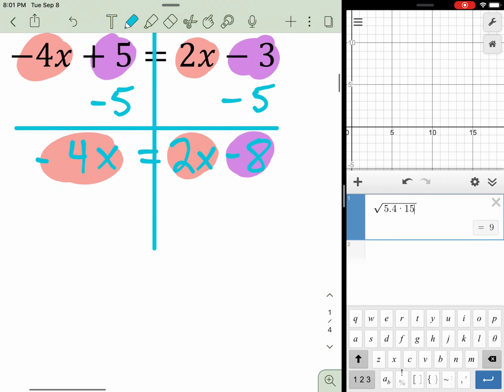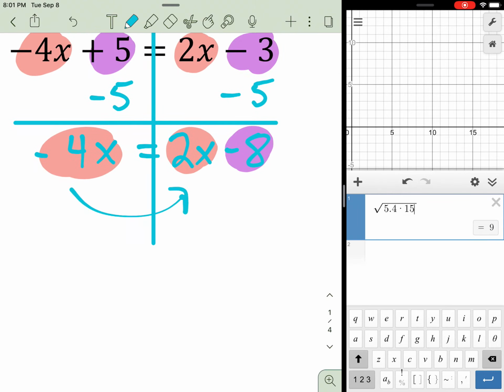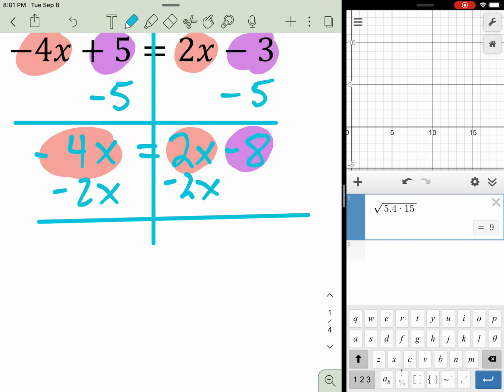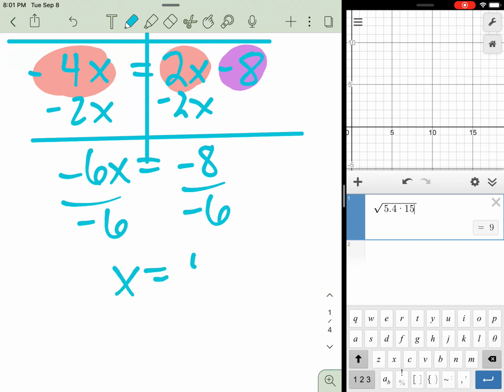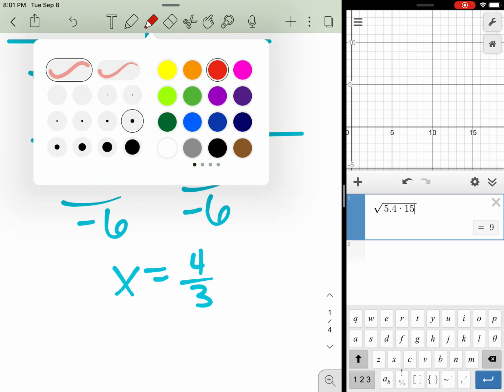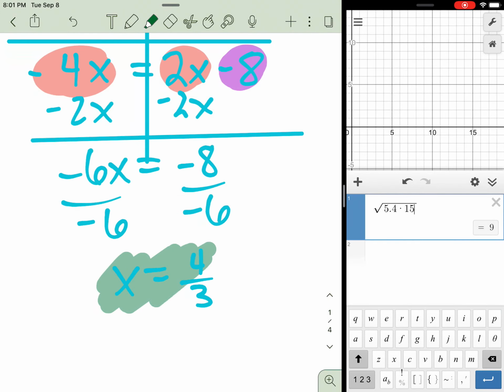So now I could take the 4x to the right, but then they would all be on the same side again. So instead, I'm going to take this 2x, and I'm going to subtract it because it's positive to the other side. So I now have negative 6x equals negative 8. And from here, I'm going to divide by negative 6. And x equals 4 over 3, or 8 over 6, but 4 over 3 is a simplified version. Okay, so there's our answer for that one. Got to where x is by itself.